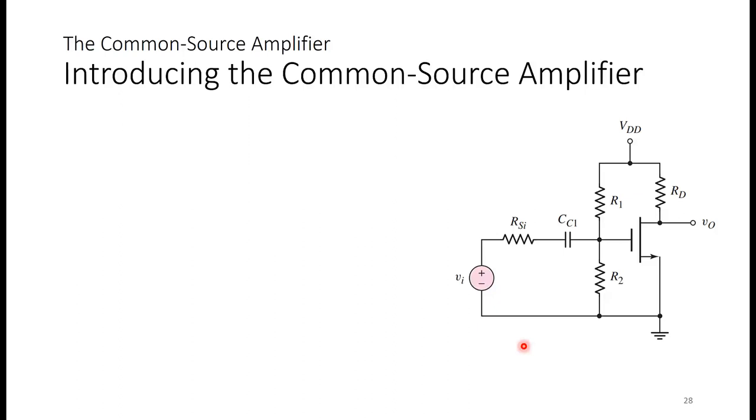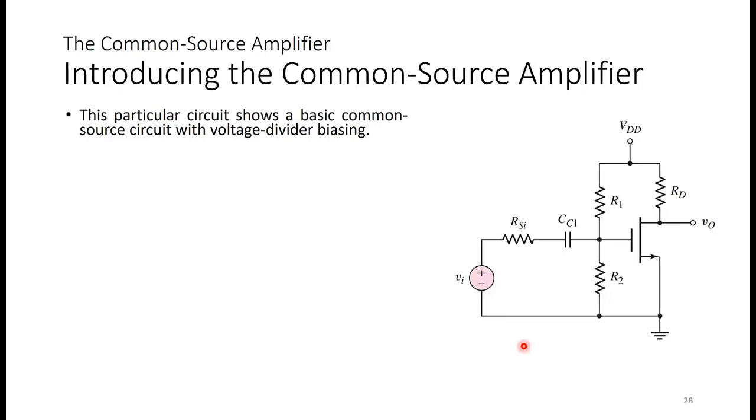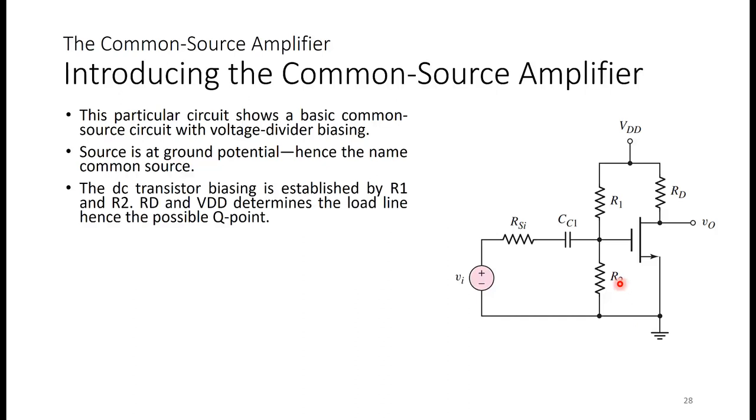Right, so we've introduced the common source amplifier, but we're introducing it again, this time looking at really the amplifying function. This particular circuit shows a basic common source circuit with voltage divider biasing. Just like BJT, you have here a voltage divider biasing, R1 and R2. That fixes VGS. The source sits at ground potential, hence the name common source. The DC transistor biasing is established by R1 and R2 because it fixes VGS, and VGS fixes ID. RD and VDD determine the load line, hence the possible Q points that this biasing can produce for this circuit.